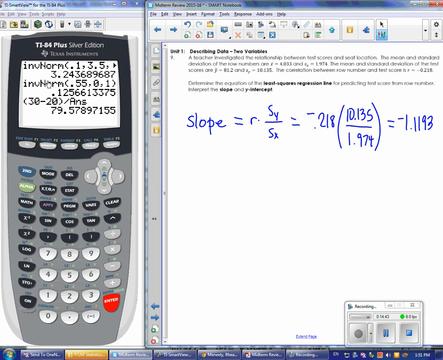1.19 points. To find your y-intercept, well, let's think about our equation of a line. You're used to probably y equals mx plus b.